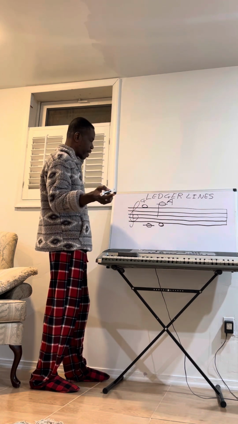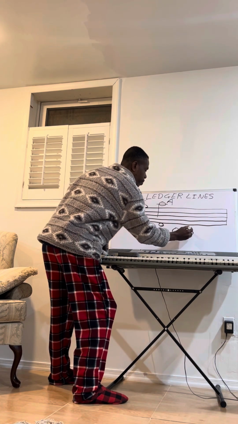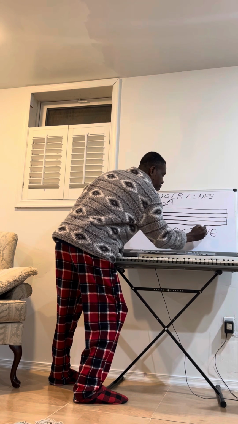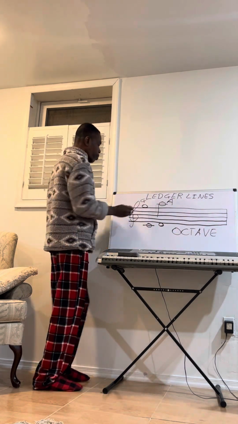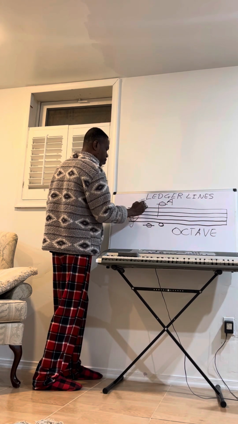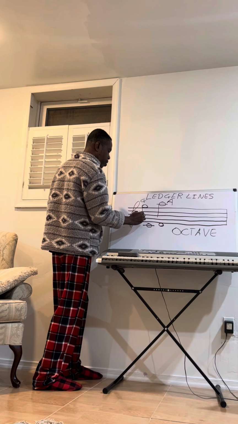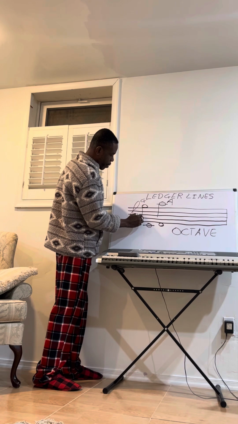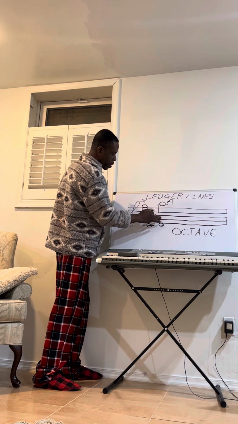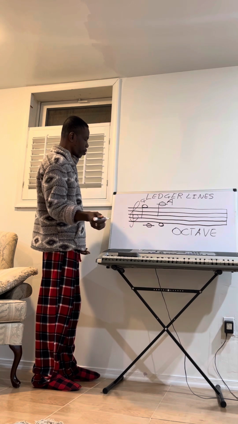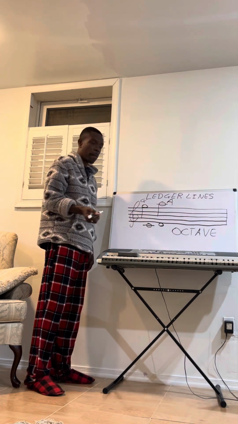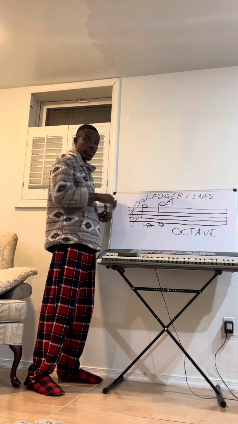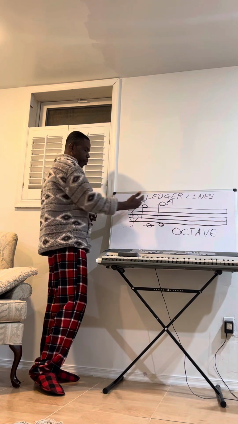O-C-T-A-V-E. I can write that here. Octave. Eight notes, up or down, it's an octave. So G, we come down to the other G, which would be about here. On the line. And so you would notice that the stems have the same length. Please note also that when you're turning the stems down, the stem goes on the left.